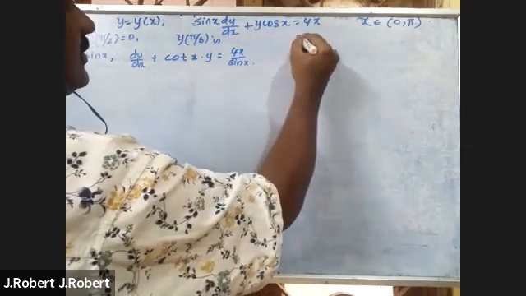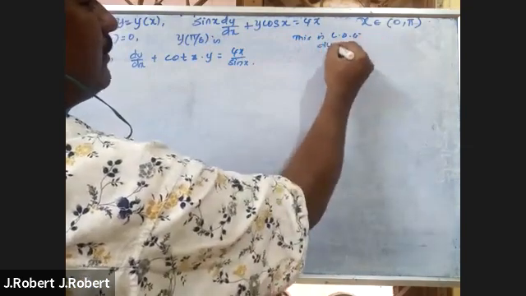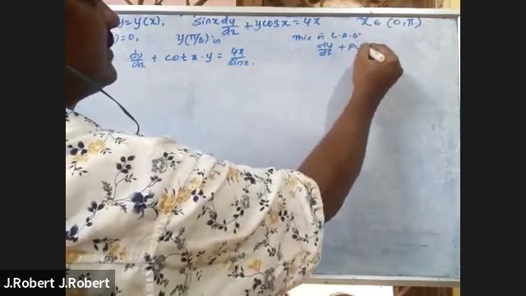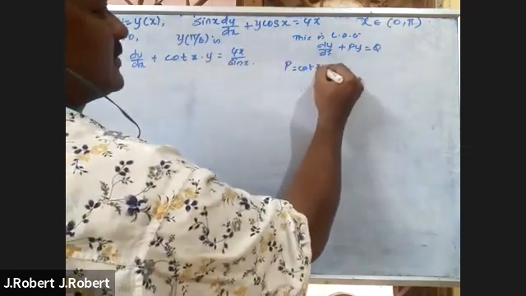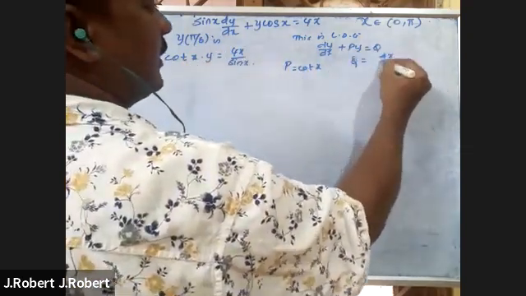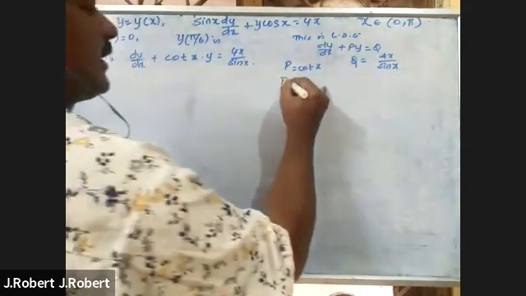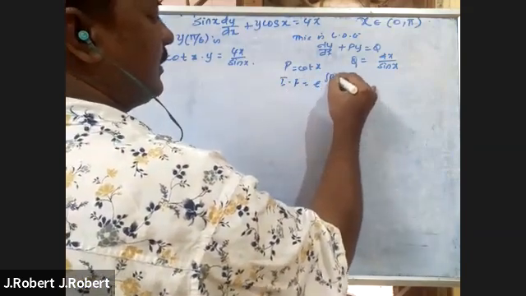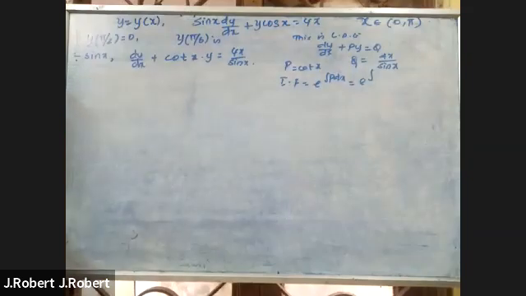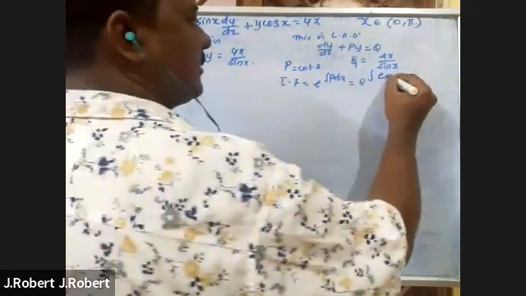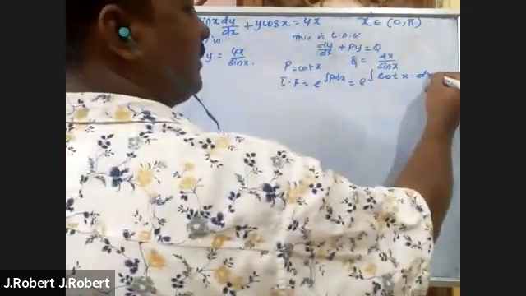Now, this is of the form of the linear equation dy by dx plus py is equal to q. Compare: your p is equal to cot x and your q is equal to 4x divided by sin x. Now you find the integrating factor, which is e power integral p dx. What is the p value? Cot x into dx. Can anyone tell me?